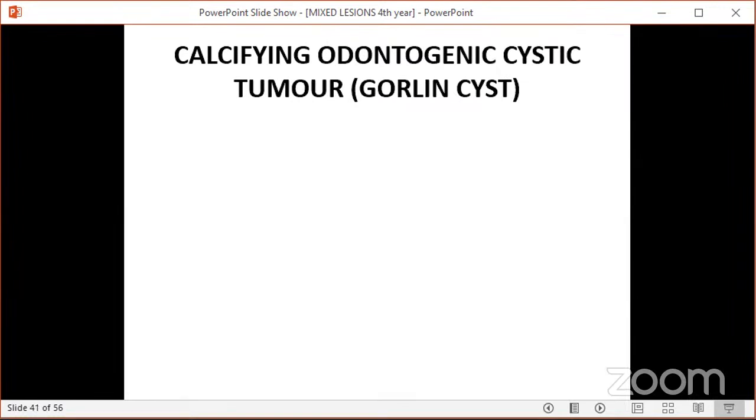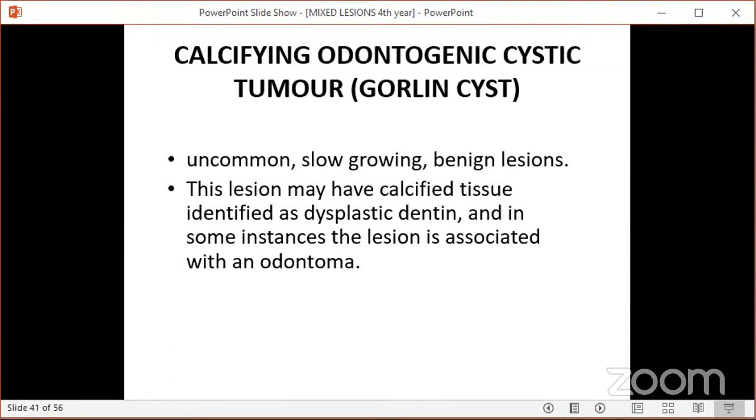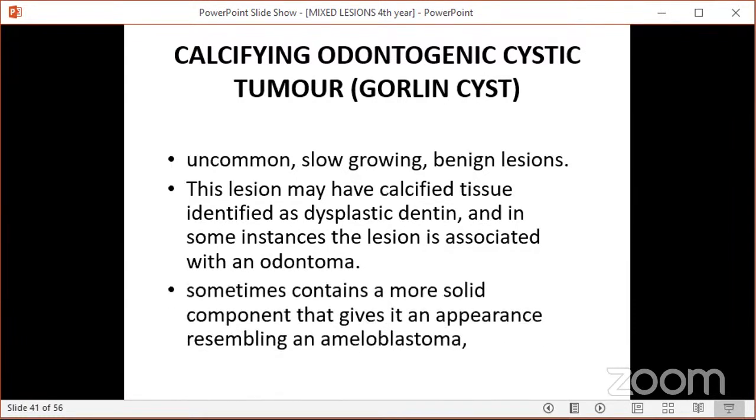Then we come to the calcifying odontogenic cystic tumor. It's uncommon and slow growing, and it's a benign lesion. It may have a calcified tissue within it, which may be identified as dysplastic dentine. And in some instances, the lesion is associated with an odontoma. So sometimes they contain a more solid component that gives it an appearance resembling an ameloblastoma.